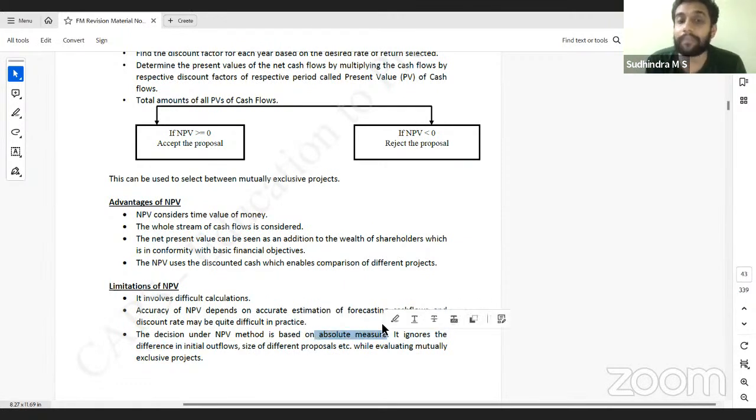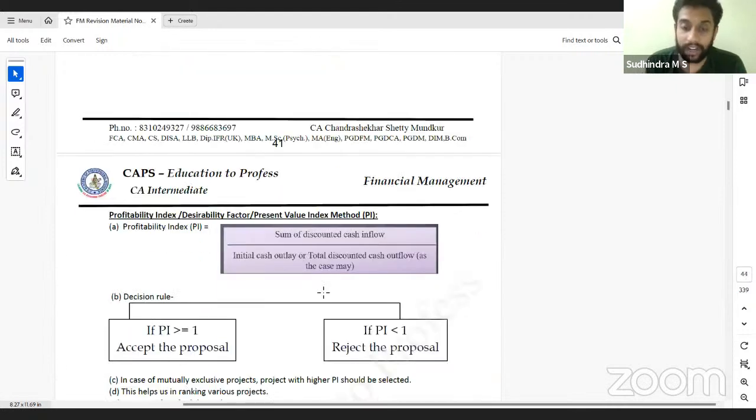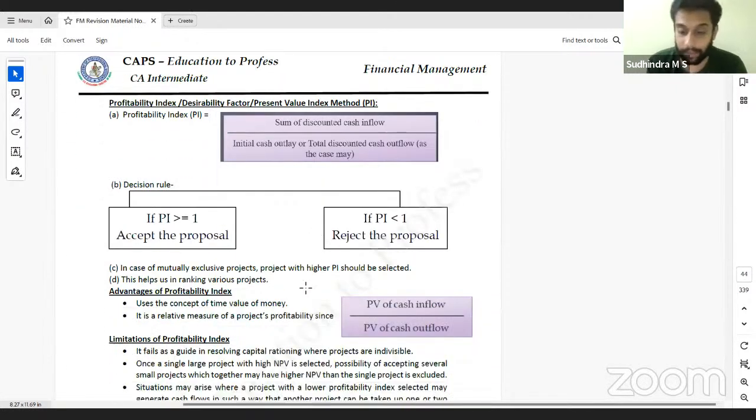It is only based on absolute measures. It ignores differential in initial cash outflow, size of different proposals while evaluating mutually exclusive projects. That's about NPV. Second one, profitability index.